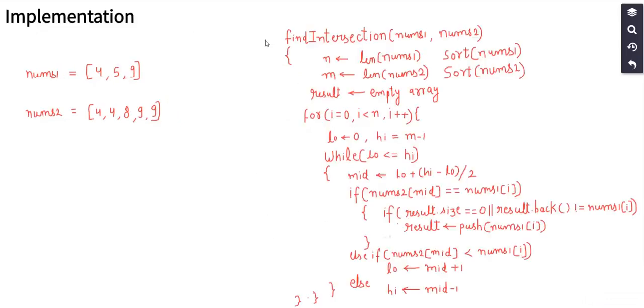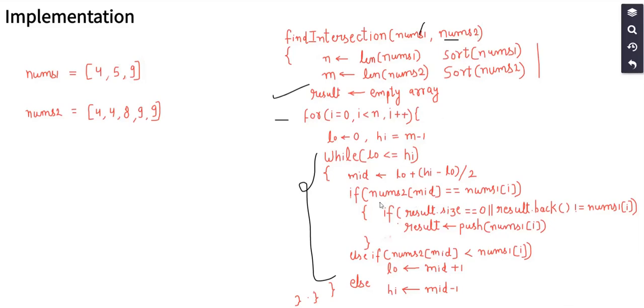So this is a function findIntersection which takes in the nums1 and nums2 arrays as arguments, and here we are calculating the lengths of these arrays and sorting the arrays. This is the resultant array which will store the final result. Here we are iterating over nums1. For each element in nums1, we are performing binary search in the nums2 array and checking if it exists in the array nums2 or not.